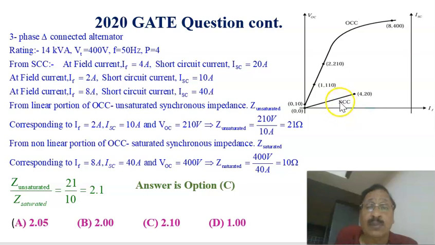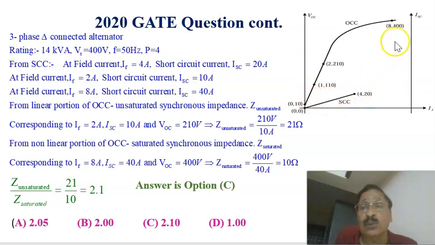we can see from this equation that the slope is given by 20 divided by 4, so 5 is the slope of this line. Therefore, corresponding to 2 amperes, 2 into 5, that is 10 amperes, is the short circuit current.